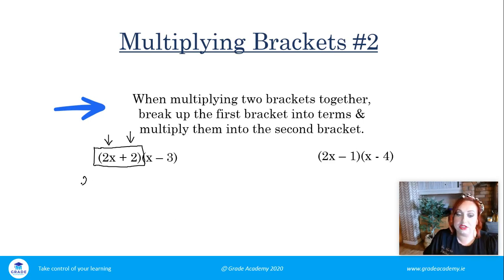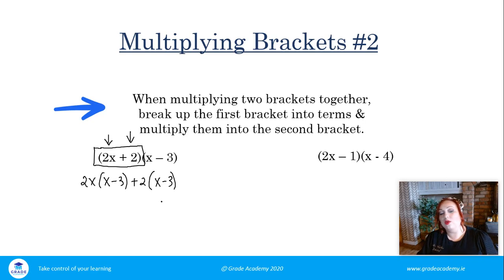So I'm going to take the 2x and I'm going to multiply it by x minus 3. Then I'm going to take the plus 2 and I'm going to multiply that into x minus 3. This way, we're being very organized and we're making sure that everything gets multiplied by everything. That's essentially what we're doing here. So we're now back to the last method that we did before.